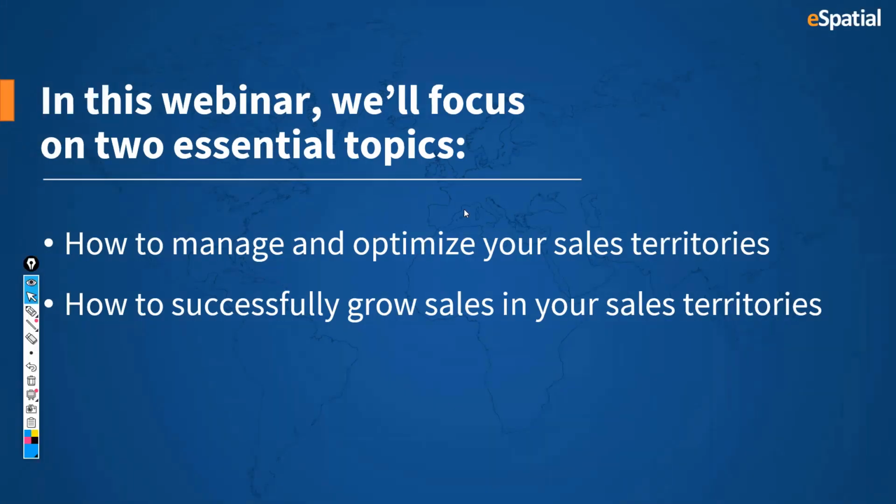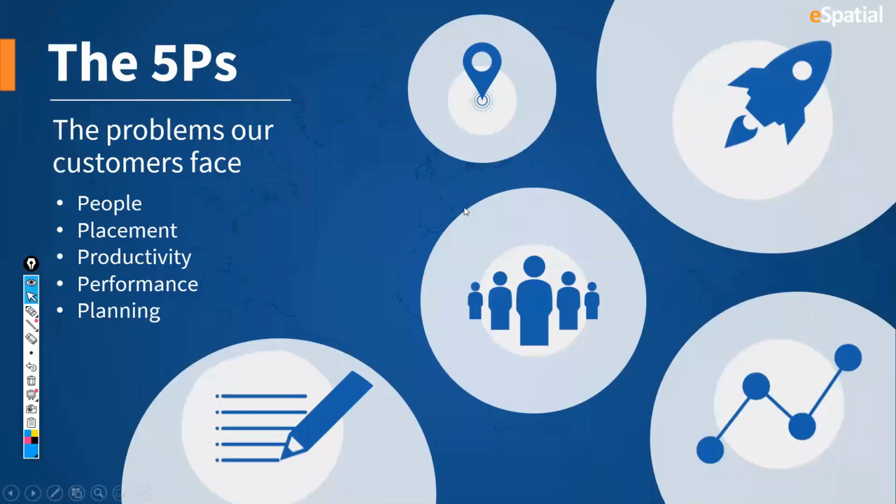So to get started, before I go into detail about territory management and optimization, I'd like to discuss internally what we would call the 5 Ps. The 5 Ps are the problems that our customers face, the constant problems we hear. They are people, placement, productivity, performance, and planning. I'll just briefly go through each P.